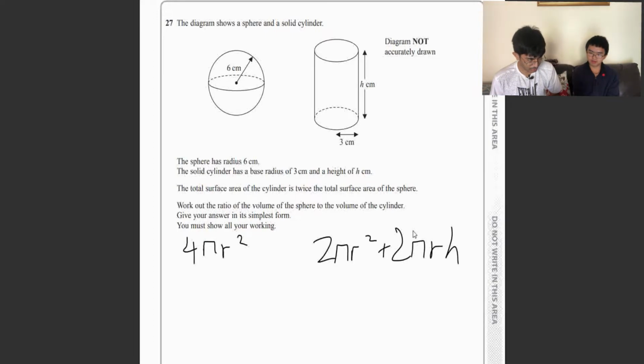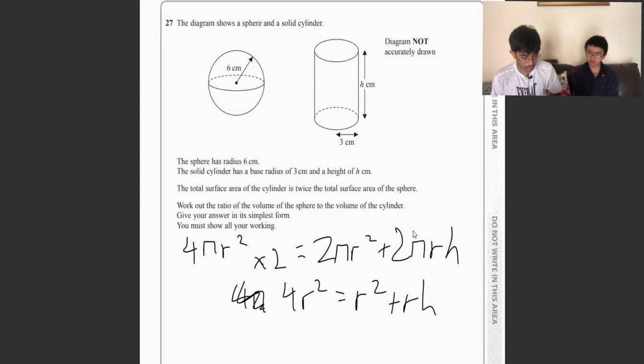Okay, that was a tangent. So the surface area of the cylinder is twice the surface area of the sphere. So that means that this times 2 is that. So already I can see that the 2's just cancel out, and the pi's also cancel out. So it's just 4r squared equals r squared plus rh. Oh, but this is r1 and this is r2 because they're different.